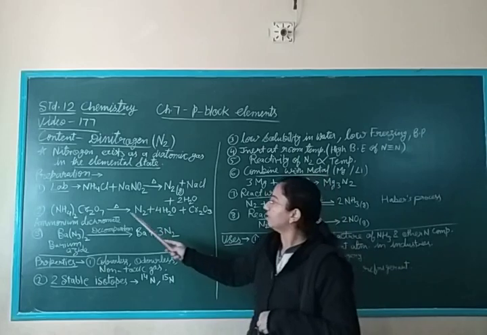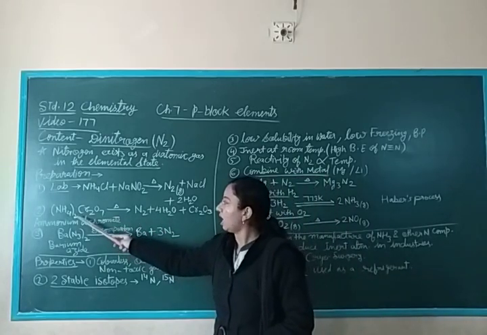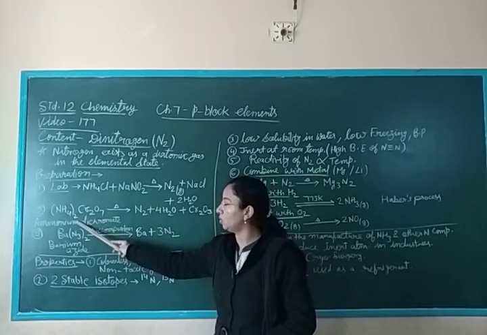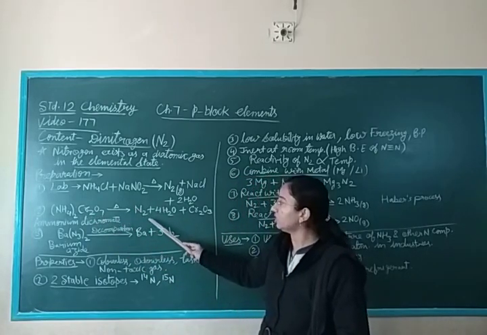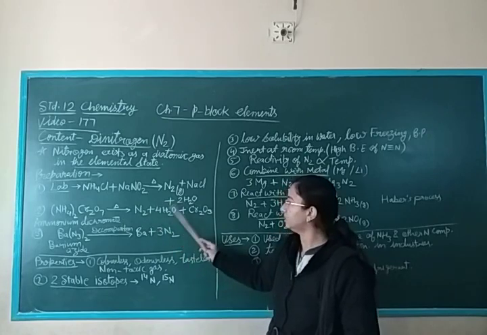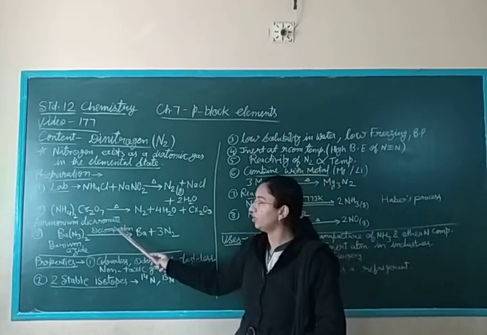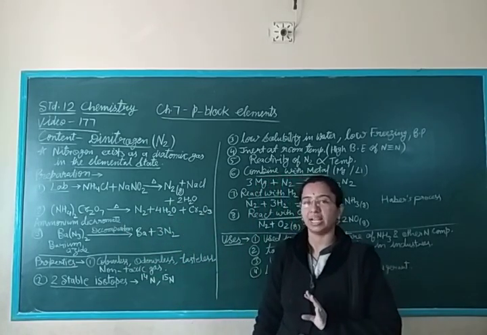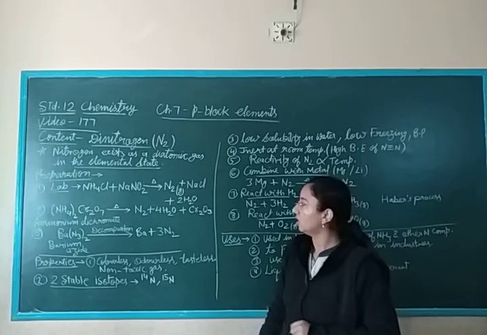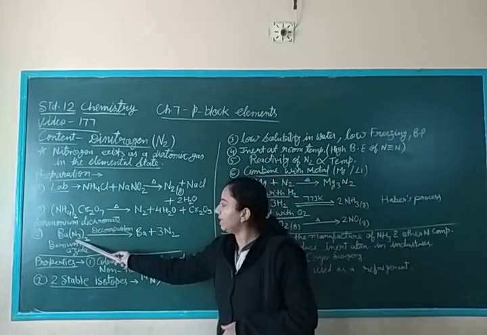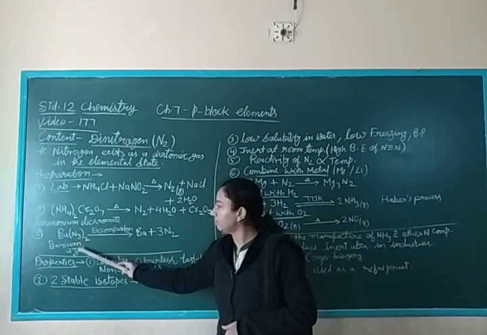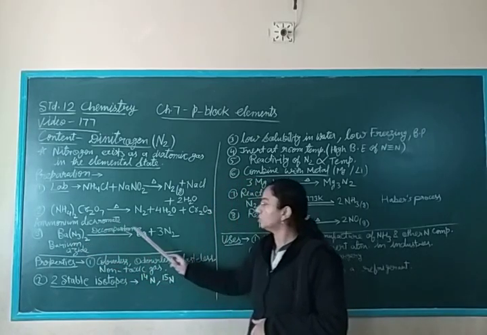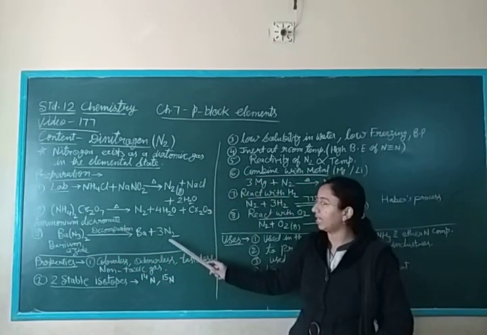Then the second preparation method is ammonium dichromate, (NH4)2Cr2O7. Whenever we heat it, it also forms nitrogen gas and chromium oxide. So ammonium dichromate easily prepares nitrogen gas only by heating. Then the third is barium azide, Ba(N3)2. When barium azide is decomposed, it is converted to barium and nitrogen gas.